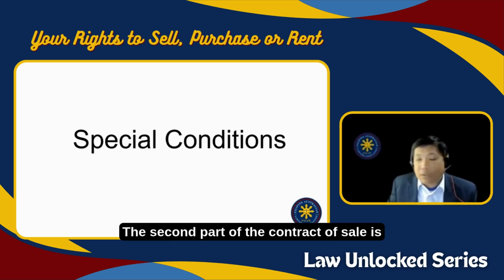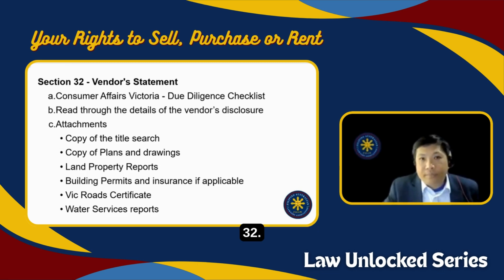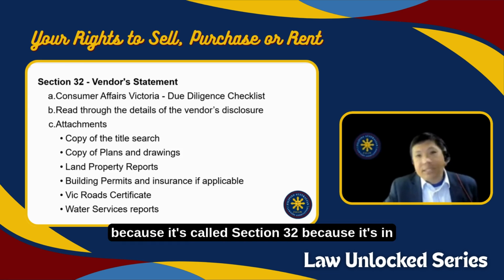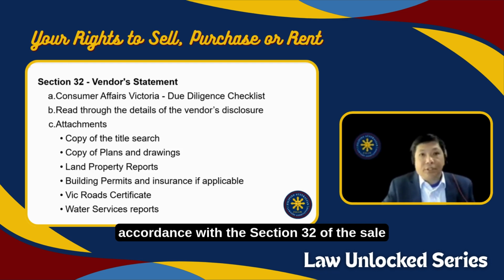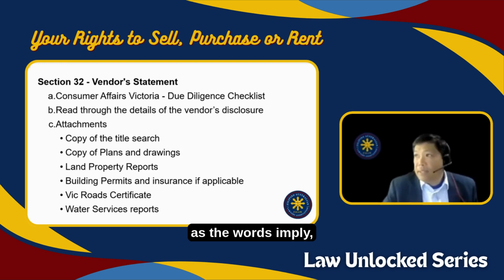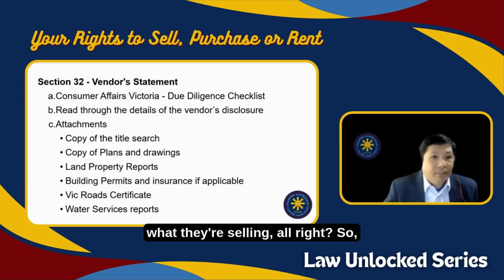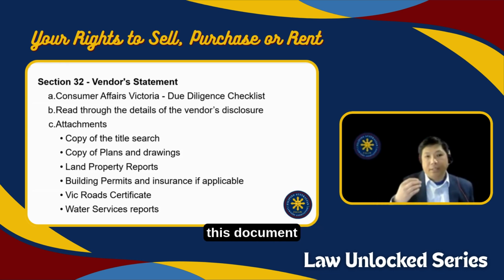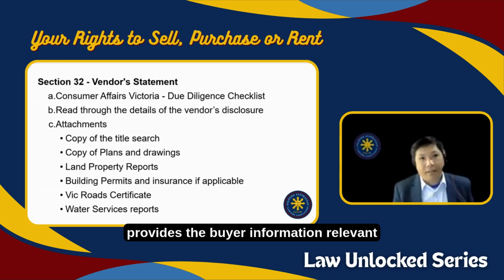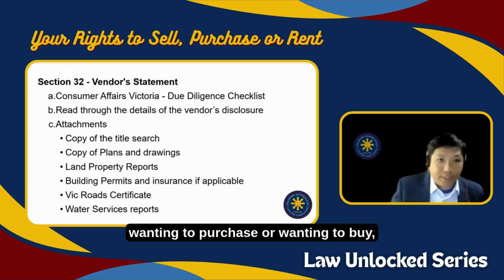The second part of the contract of sale is what we call the vendor statement, or Section 32. It's called Section 32 because it's in accordance with Section 32 of the Sale of Land Act 1962. Vendor statement, as the words imply, is basically the seller's disclosure of what they're selling. Right? So this document basically provides the buyer information relevant to the property that they want to buy.